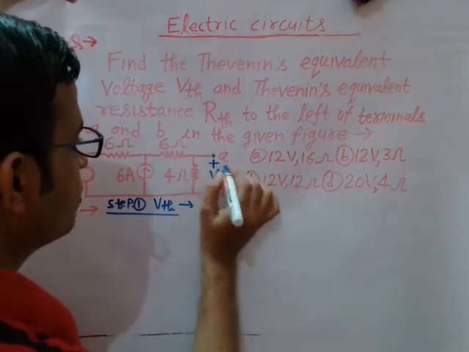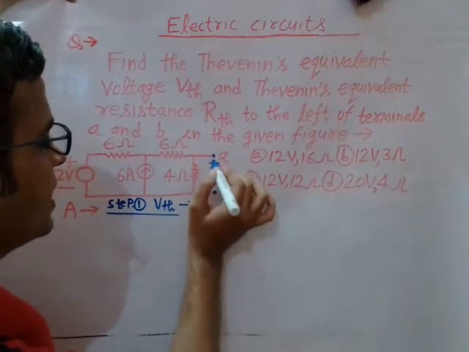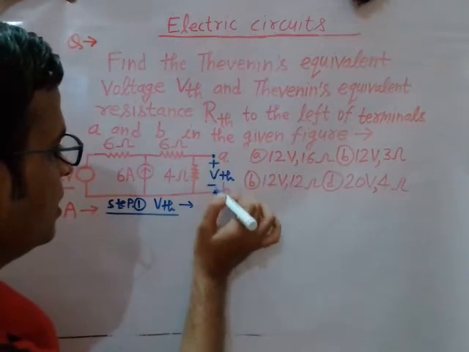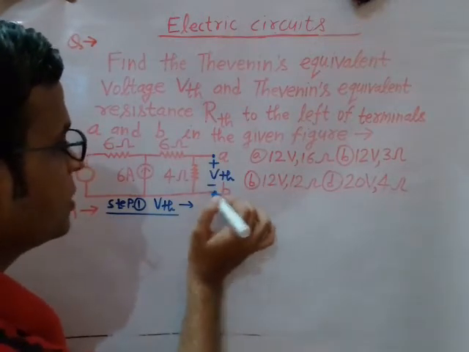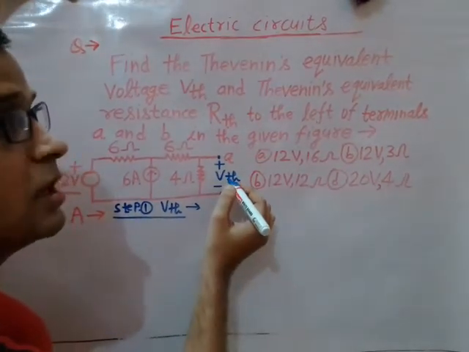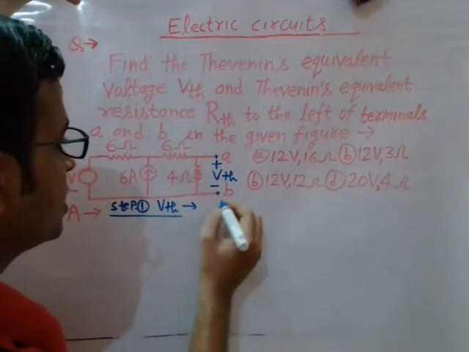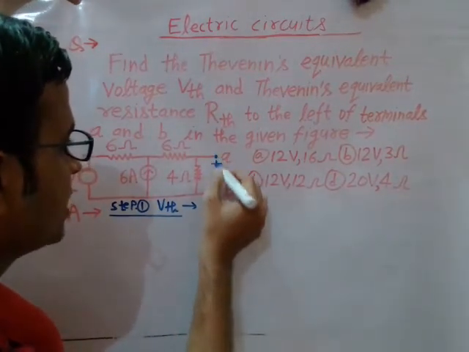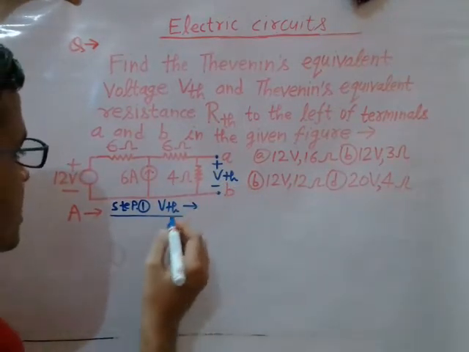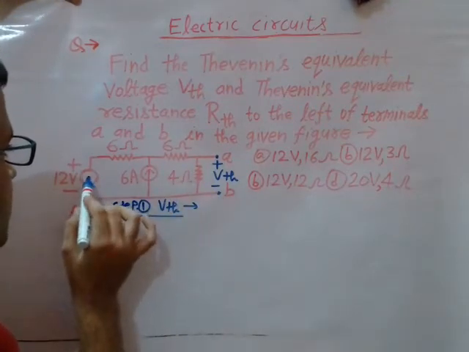The Thevenin's equivalent voltage is nothing but the open circuit voltage across those terminals where you want to find the Thevenin's equivalent circuit. So VTH is nothing but VOC, the open circuit voltage across terminals A and B. So how to find VTH? Just have a look at this question.